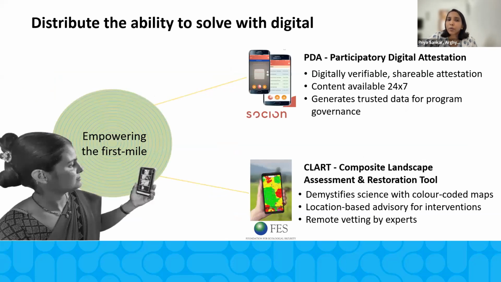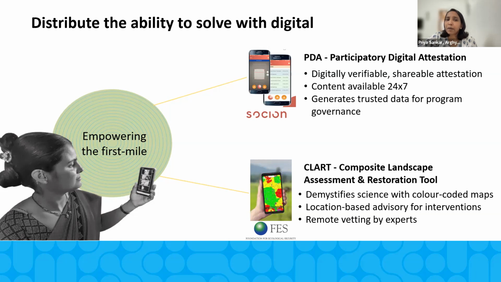When thousands of community resource persons have to go to the field and do their job simultaneously, how do we manage this scale? We deployed digital tools that were designed keeping the first mile in mind. First one is the participatory digital attestation developed by Socion.